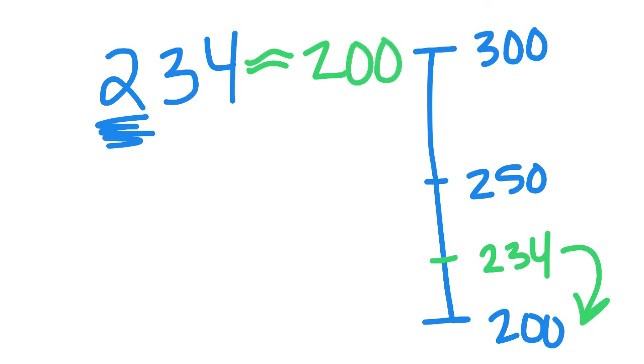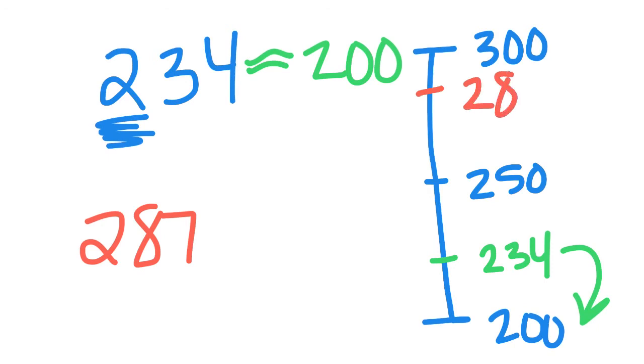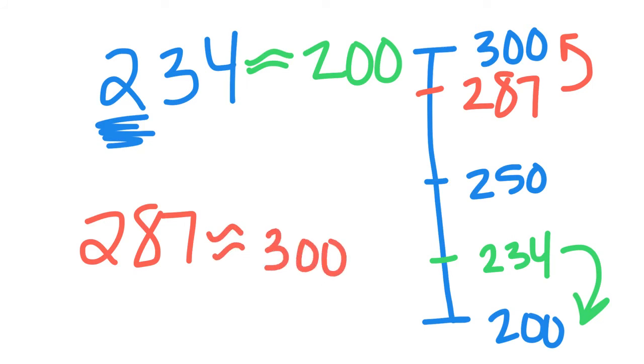What if we had a different number? Like for example, what if we had 287? 287 would be way up here, right? So 287 is closer to 300, so it would round up to 300. Mathematicians, I want you to notice that I am using this squiggly equal sign because a squiggly equal sign means approximately equal to or rounded to. So I rounded 287 to the nearest 100, so I used a squiggly equal sign.